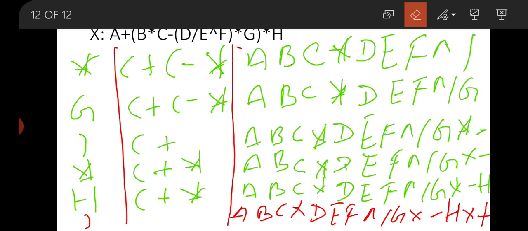So this is the step-by-step procedure to convert from infix notation to postfix by using a stack. And I hope you have clearly understood the algorithm and steps of conversion.